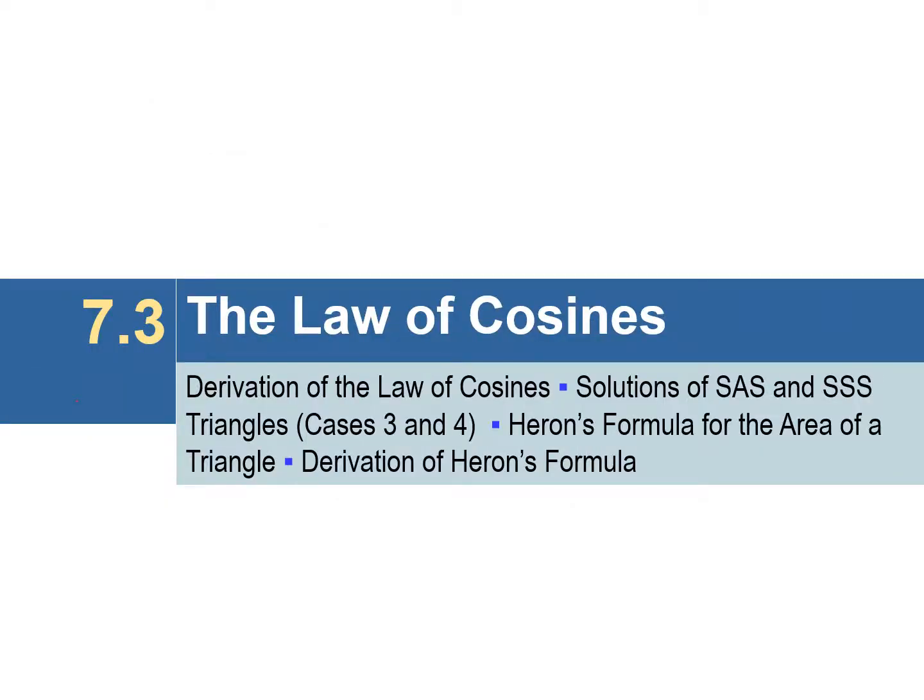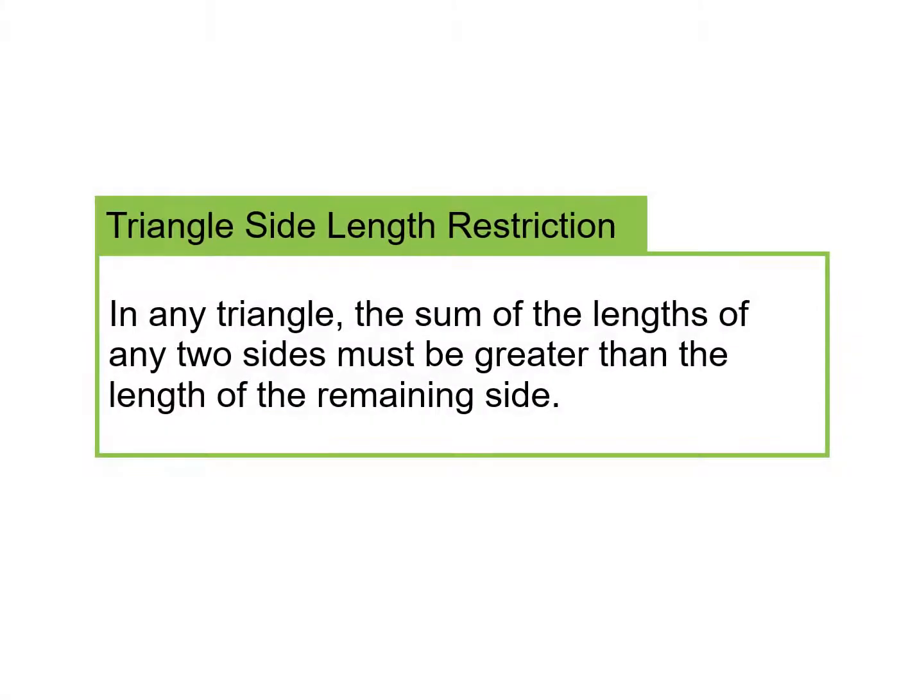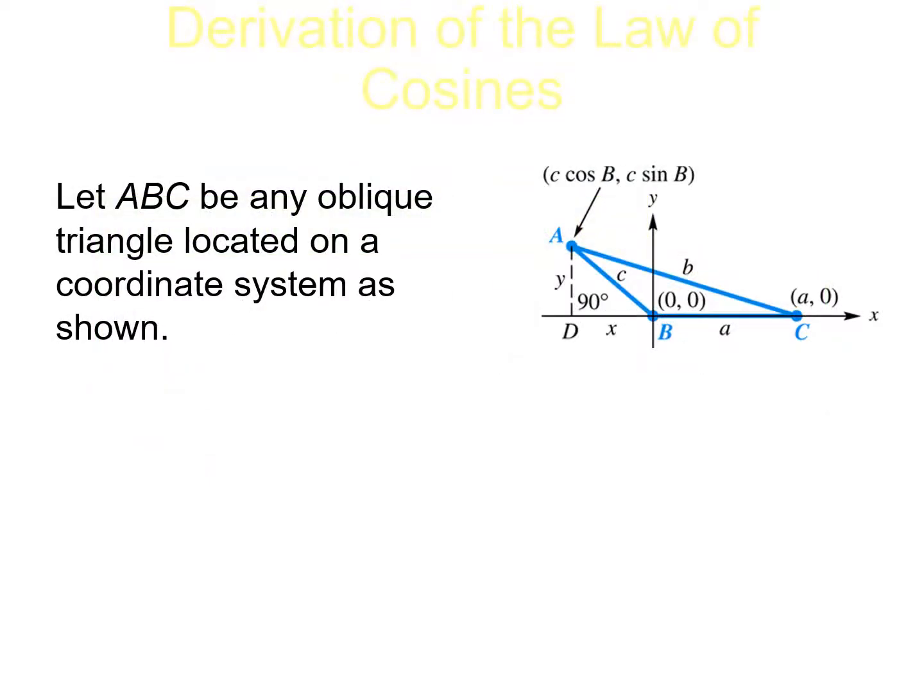Look at the law of cosines. Now, in any triangle, the sum of the lengths of any two sides must be greater than the length of the remaining. So let's look at triangle ABC. This is an oblique triangle located on the coordinate system like we have.